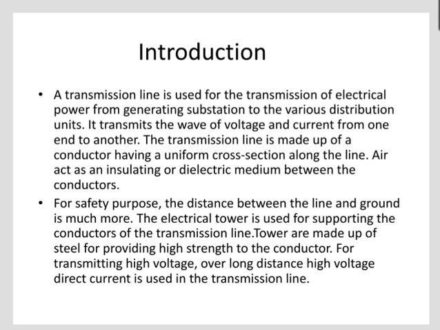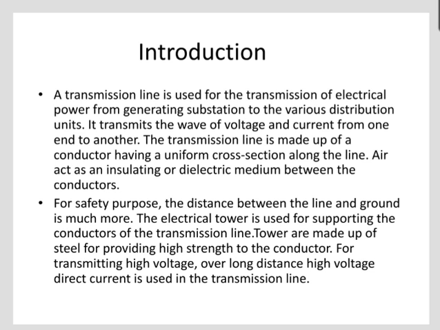It transmits the wave of voltage and current from one end to another. The transmission line is made up of a conductor having a uniform cross section along the line. Air acts as an insulating or dielectric medium between the conductors. For safety purposes, the distance between the line and the ground is much more.